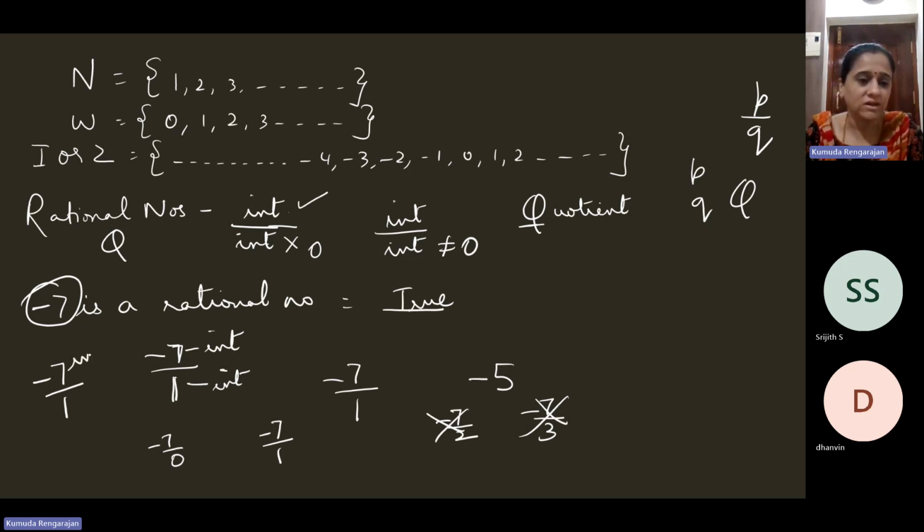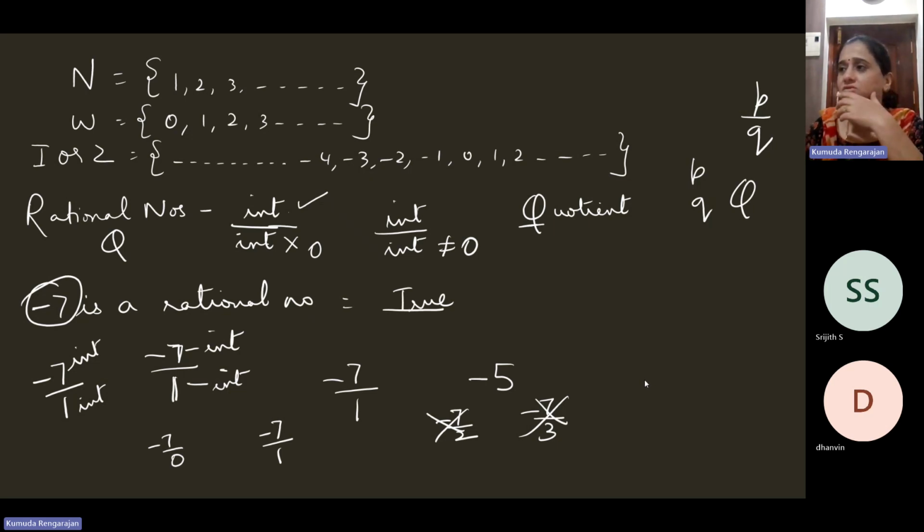Yeah, this is an integer. Yes, this is also an integer. So integer by integer, it is a rational number. To answer true or false, you should see if the given number satisfies the definition. That's why we have definitions everywhere.